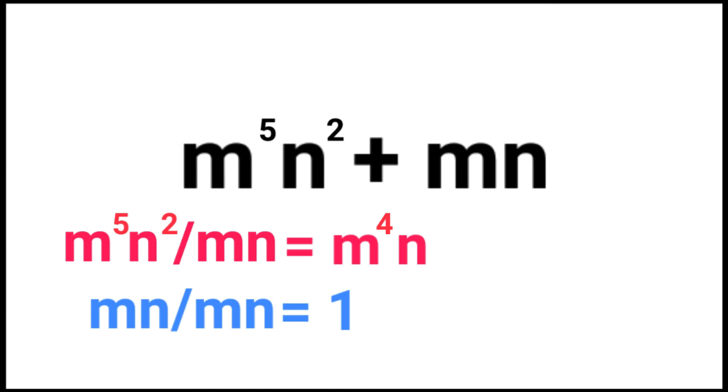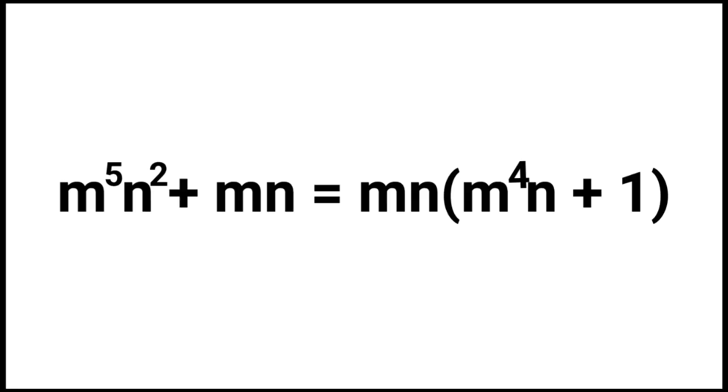Now, express it as a product of two factors. We have m to the 5th n squared plus mn equals mn times the quantity m to the 4th n plus 1. Check the factors by distributive property.